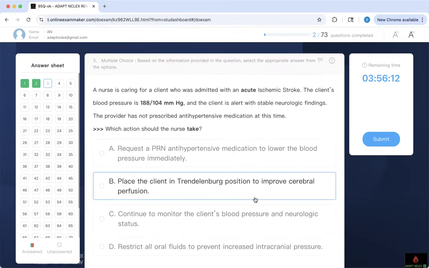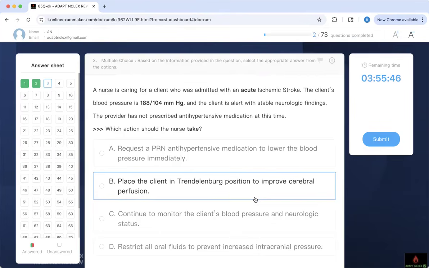And this is caring for a client who was admitted with what? Acute ischemic stroke. Patient has stroke. The client's blood pressure is 188/104. And the client is alert, with stable neurological findings. The provider has not prescribed antihypertensive medication at this time. Which action should the nurse take? This is testing a concept. Every question I wrote, testing a concept. So you've got to write it down.